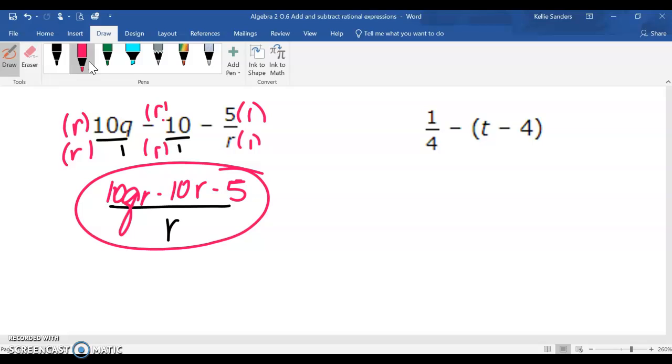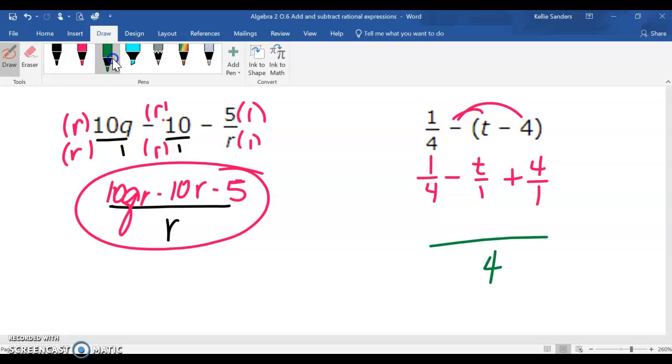Okay. When you have something like this, we need to distribute that negative first, so that would be negative t. I'm going to go ahead and put it over 1. That would be positive 4. I'm going to go ahead and put that over 1. Your common denominator is going to be 4. That needs a 1, that needs a 1, that needs a 4, so that needs a 4. So it'll be 1 minus 4t plus 16.